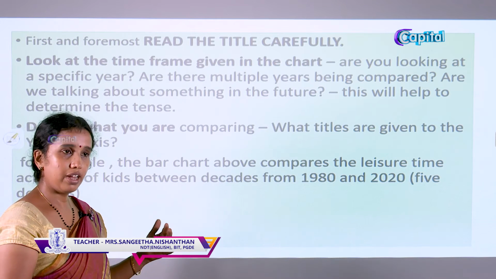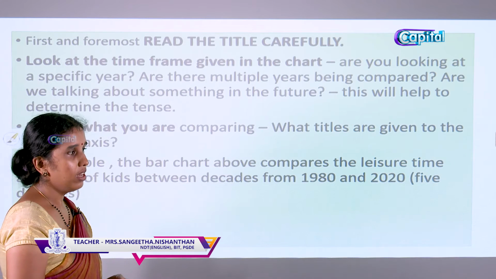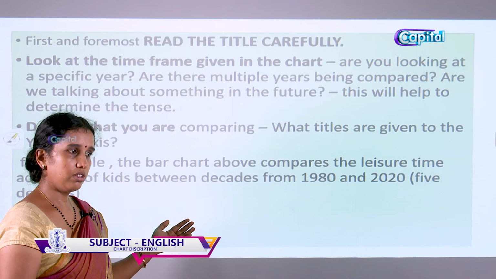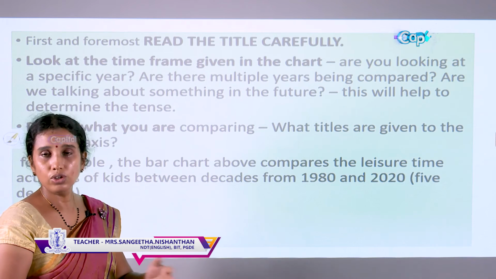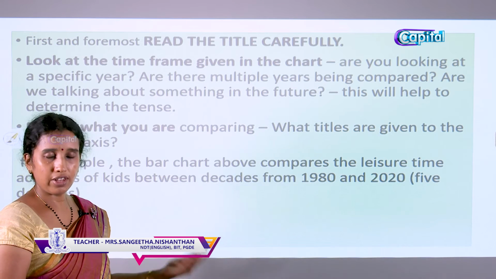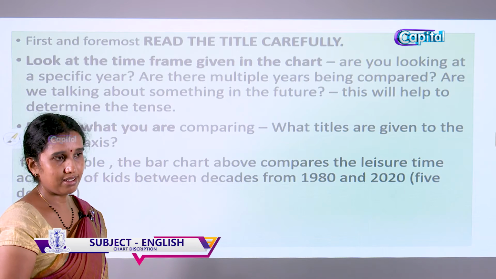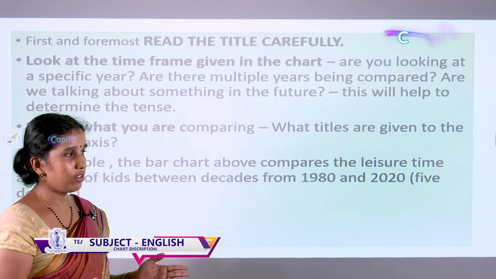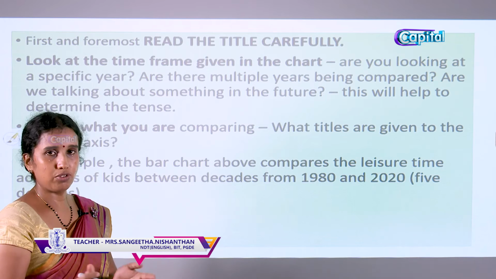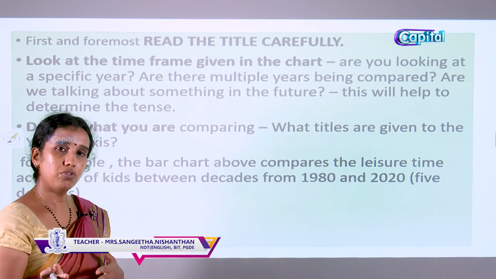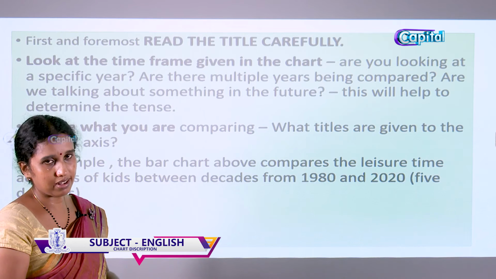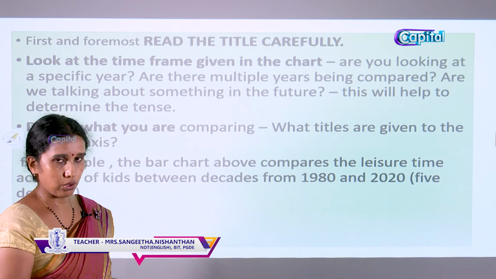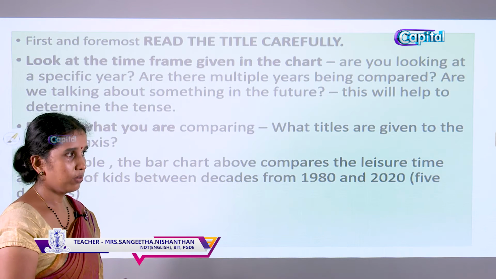If it is about an action that happened in the past, for example, the sales of computer parts in the year 2000, or from 2000 to 2010, then we have to write it in the past tense. And if it is about the present situation, for example, how students travel to school: 50% of students travel by bus, 24% of them travel to school by bicycle and 5% of them travel on foot, then it should be in the present tense.